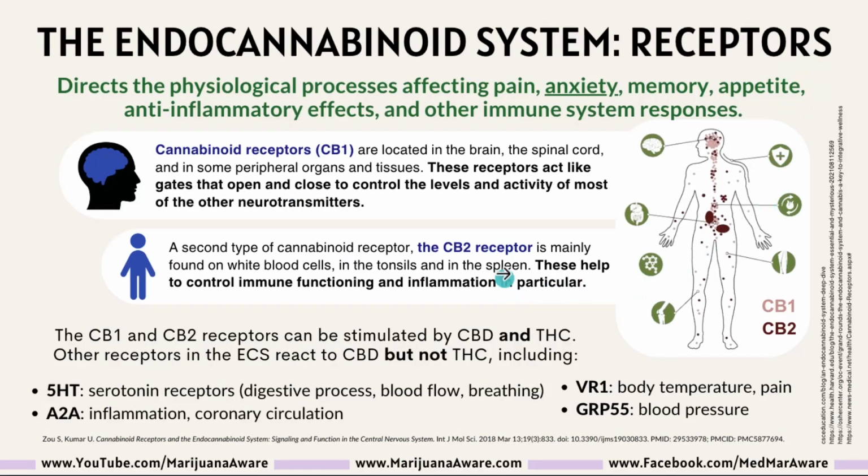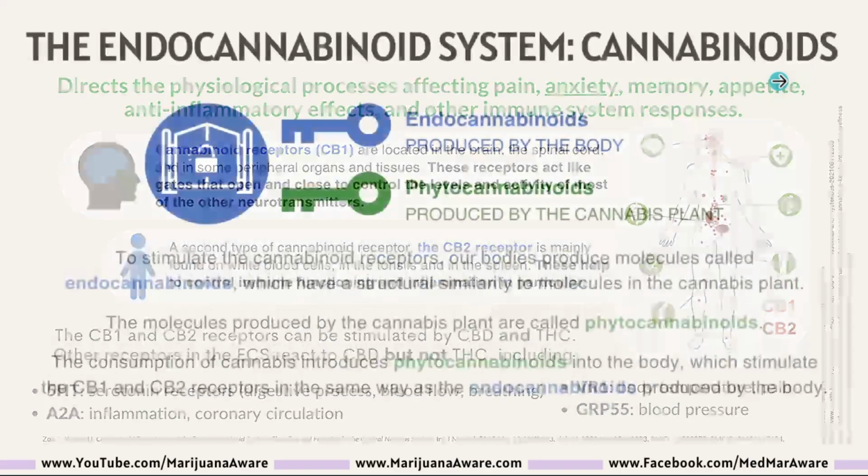Now, the CB1 and CB2 receptors work with the brain, the spleen, the nervous system, the blood cells, and your immune system. But CBD also works with a number of other receptors. These are the serotonin receptors, the HT1s, the inflammation and circulatory receptors, the A2As, the VR1 receptors, which control pain and your body temperature, and also the GPR55 receptors, which relate to blood pressure. So cannabis has a lot to do with how your body manages anxiety, pain, and memory. It's really the controlling mechanism of your body, and putting your body in balance is referred to as homeostasis, which is the objective.